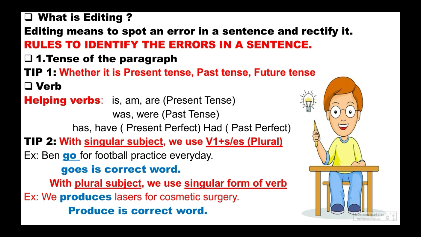Similarly, see the second one. We produces lasers for cosmetic surgery. We is plural, produces is plural, right? So subject is also plural, verb is also plural. Immediately it will strike in our mind that yes, this is the error. You'll identify it and we put the correct word, that is produce. We produce lasers for cosmetic surgeries.